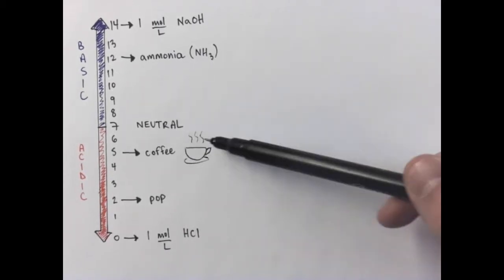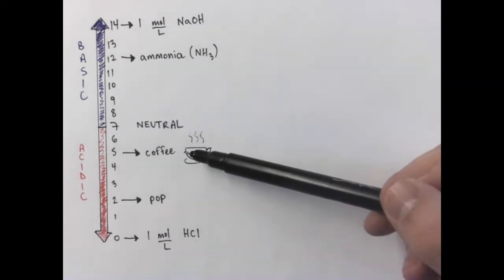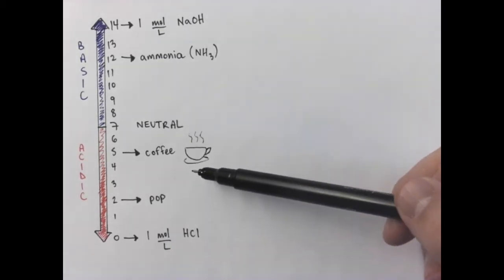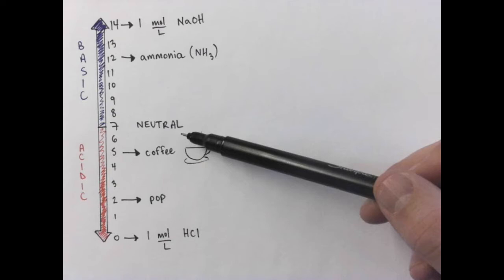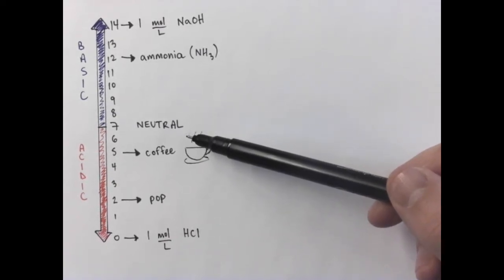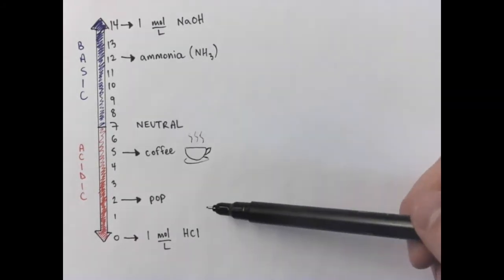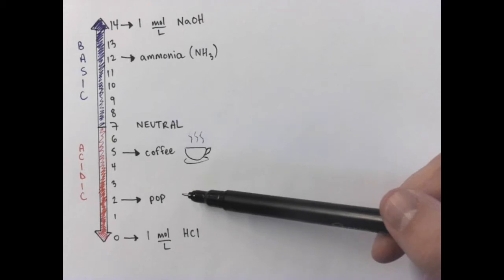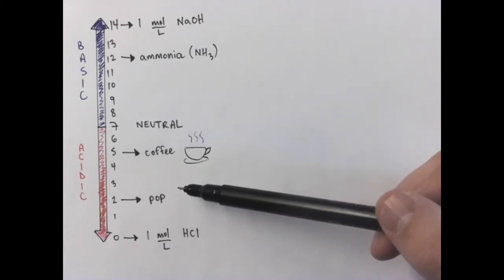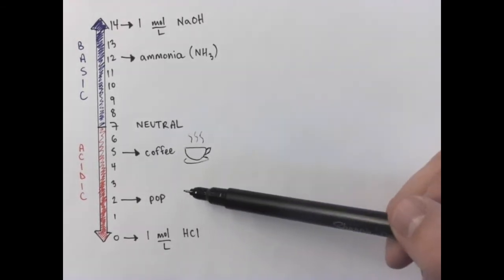If you drink coffee every day, you know that you're drinking a substance that has a pH around 5. So coffee is mildly acidic. Right above coffee at a pH of 7 is neutral, and this is water at roughly room temperature, 25 degrees Celsius. Water will give you a nice pH of 7. Any pop you drink has a pH of 2, maybe just a little bit above 2, but I'm just rounding everything to whole numbers here.